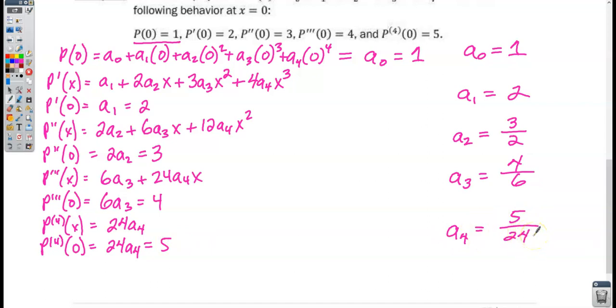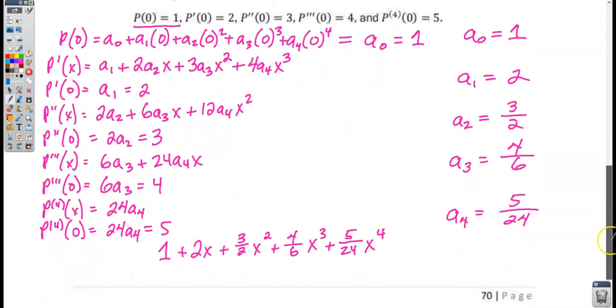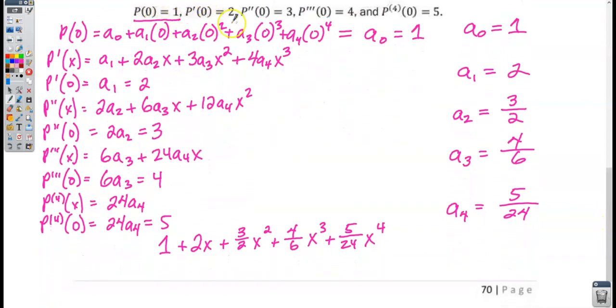All right, so our polynomial is going to be 1 plus 2x plus 3 halves x squared plus 4 sixths x to the third plus 5 24ths x to the fourth. And that polynomial matches all of this initial behavior that we want to have happening when x is equal to 0. Now I'm going to rewrite this polynomial.